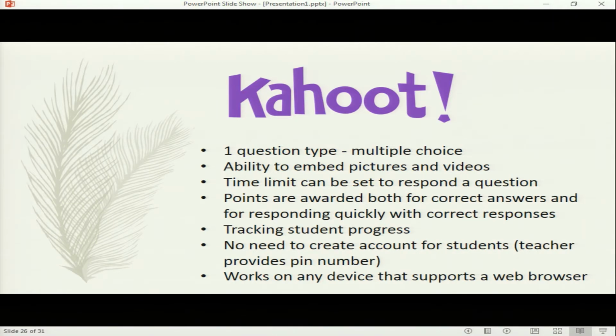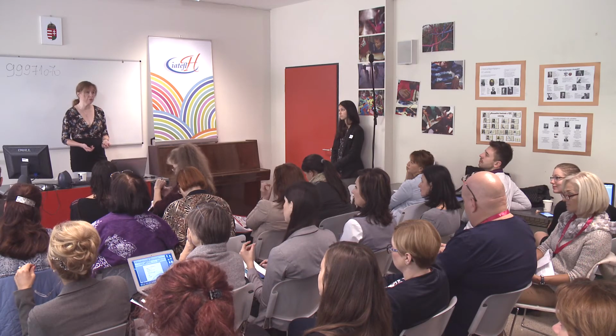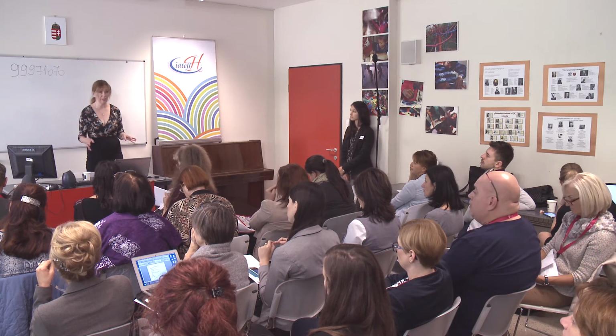It has one question type, which is multiple choice questions. So you can only use multiple choice questions with it, but it's very, very easy to use. You don't even have to create an account for students. They just need a PIN number to enter when you want to use it. And you can track your students' progress, and the time limit can be set, and it works on any devices.